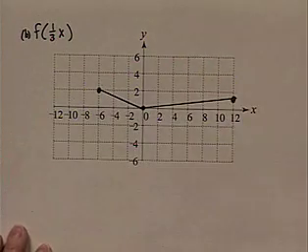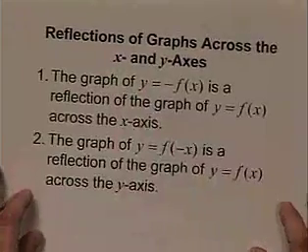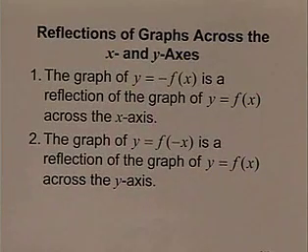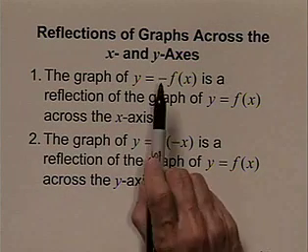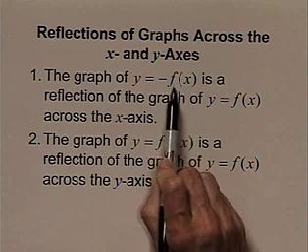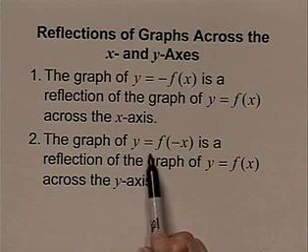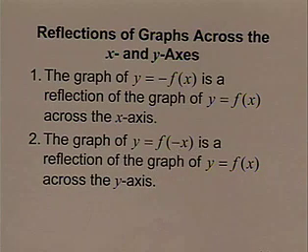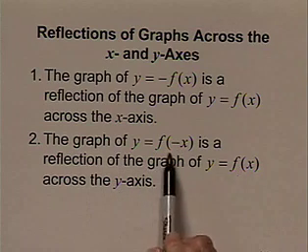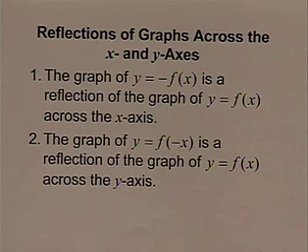Well, let's continue by looking at reflections of graphs of functions. The graph of y equal negative f of x is a reflection of the graph of y equal f of x across the x-axis. Notice that what's done here is a negative is put in front of the function to get a reflection across the x-axis. The graph of y equal f of negative x is a reflection of the graph of f of x across the y-axis. And what's significant to notice here is that each x has been replaced with negative x. Let's try an example of this.